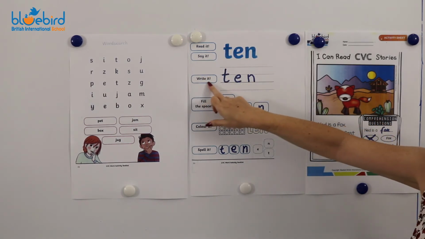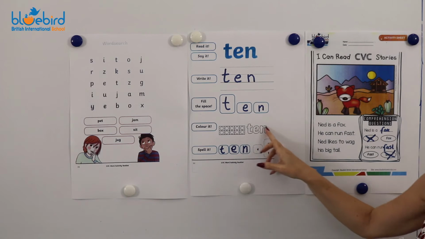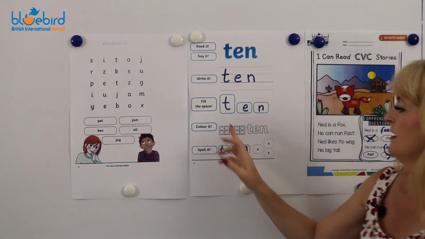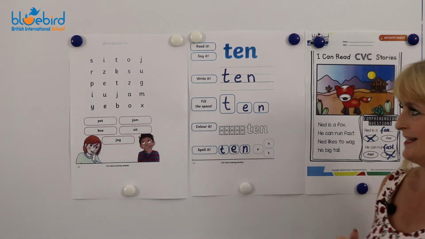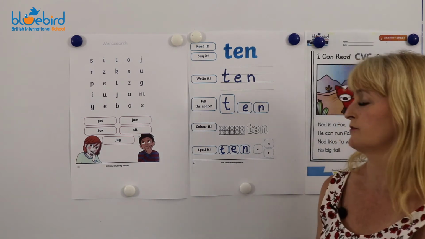Okay, so we read it, we say it, 10. We write it, 10. Then we write it again in the separate blocks, and we color it in. You can color it in any color you like. And then we write 10. Okay, so next I want you to show me all of these things that you've done.